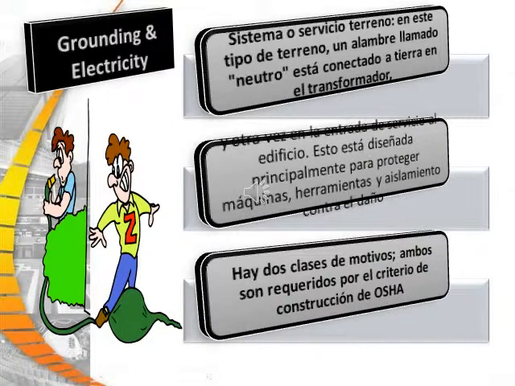System or service grounds. In this type of ground, a wire called the neutral conductor is grounded in the transformer and again in the service entrance to the building. It is primarily designed to protect machines, tools, and insulation against damage. There are two kinds of grounds, and both are required by OSHA construction standards.